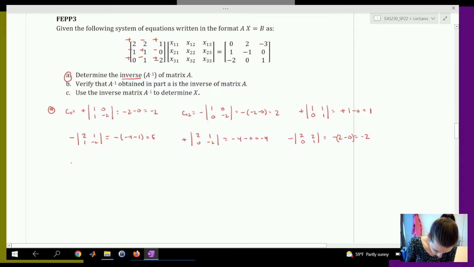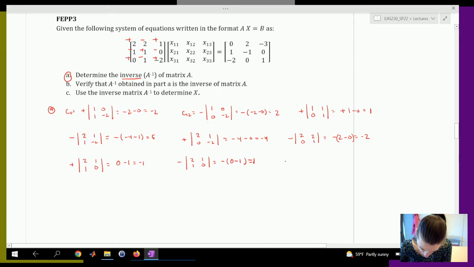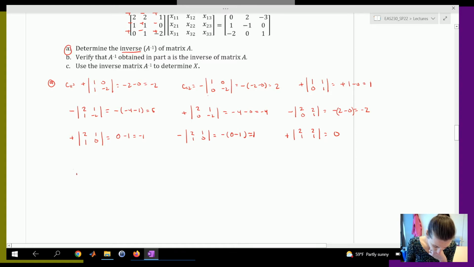And then my last row, positive 2, 1, 1, 0. The more you do this, the more you'll just recognize where your cofactors come from. So I get 0 minus 1, or negative 1. And then minus 2, 1, 1, 0, or negative 0 minus 1, or positive 1. And then plus 2, 1, 2, 1. I automatically know that determinant is going to be 0 because those 2 columns are the same. If you have 2 columns that are the same, or multiples of each other, your determinant equals 0. Okay, so there we go. I have my adjoint matrix.